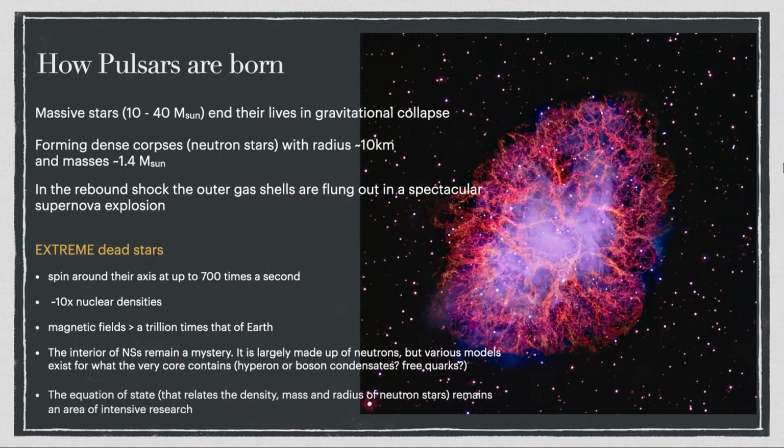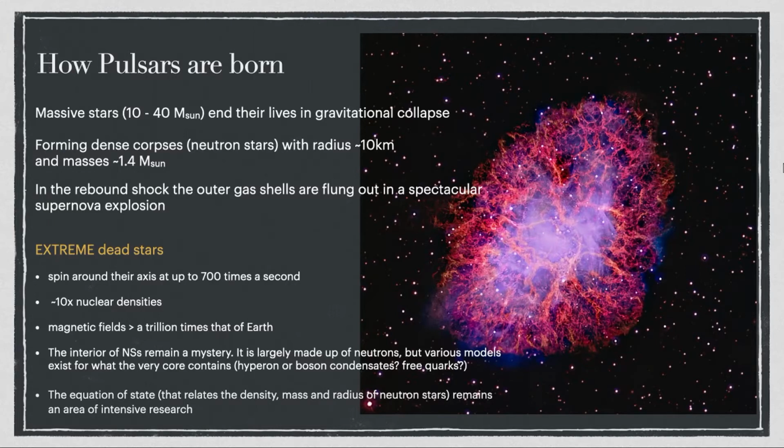These stars also end their lives in gravitational collapse, and they form these dense stars. And these dense neutron stars are small. They're only 10 kilometers in radius, and they've got typical masses of about 1.4 times the mass of the sun. And as they're formed in this supernova explosion, well, we know the rest of the gas is flung out into space, into this spectacular explosion that we observe. And the dead star that remains behind has got some extreme properties.